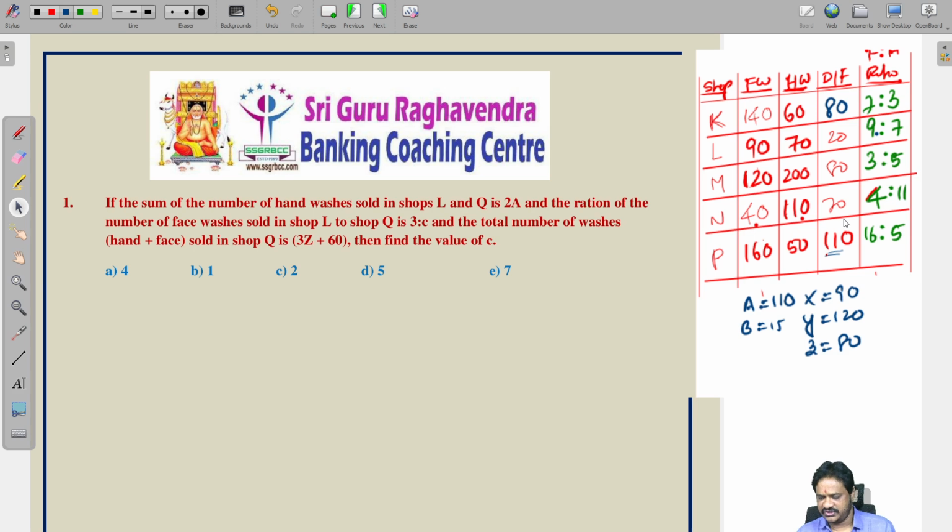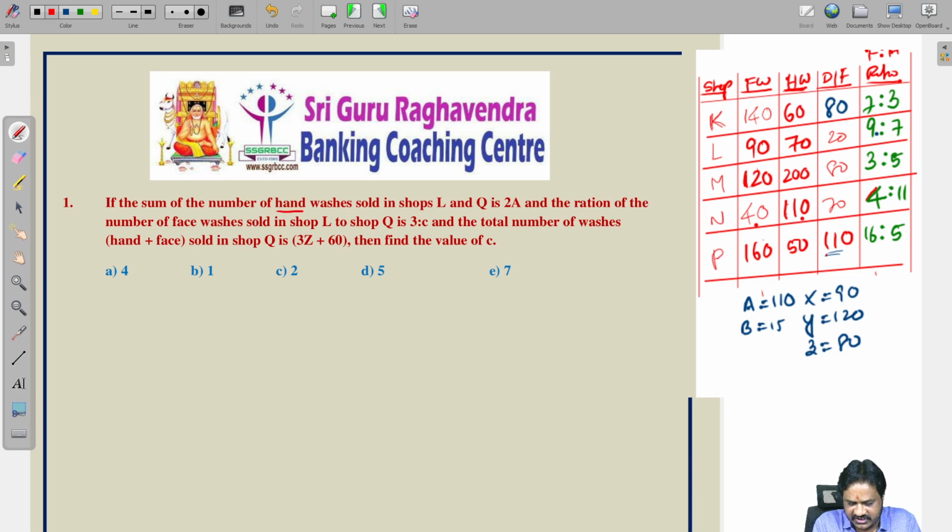Okay. So, you have to see this table. Let us see the first question. If the sum of the hand washes sold in L and Q is 2A and the ratio of the face wash sold by L to Q is 3:C and the total number of the washes, hand wash and face wash sold by Q is 3Z plus 60, find the value of C.